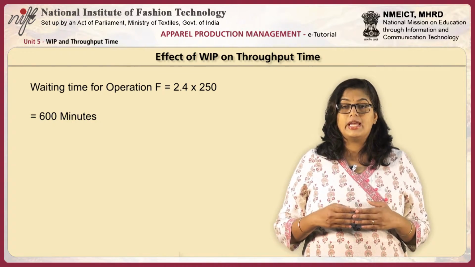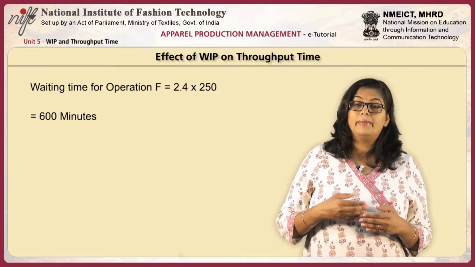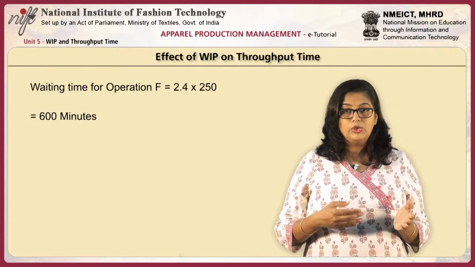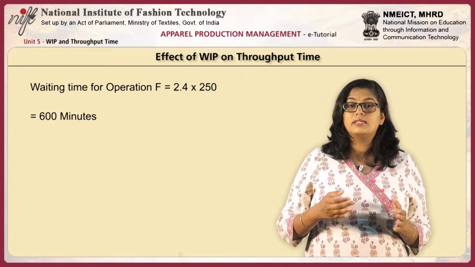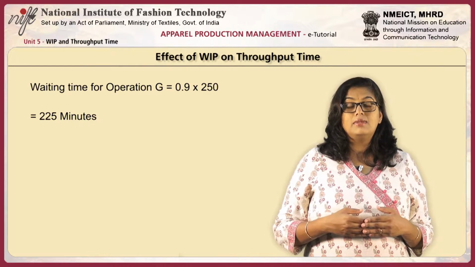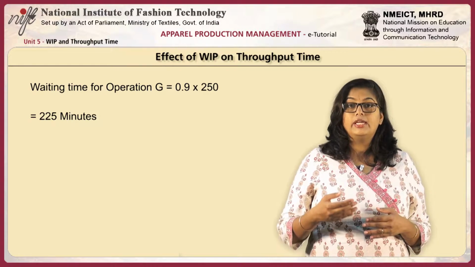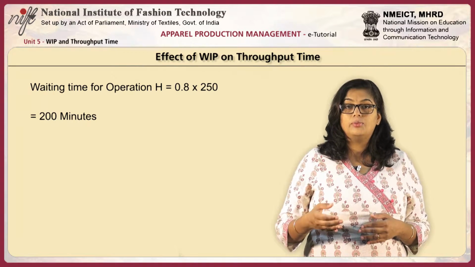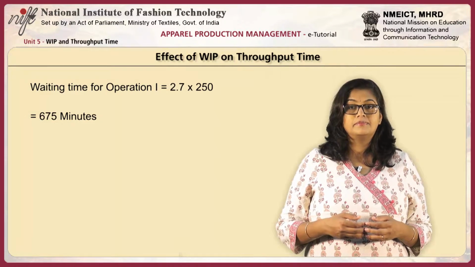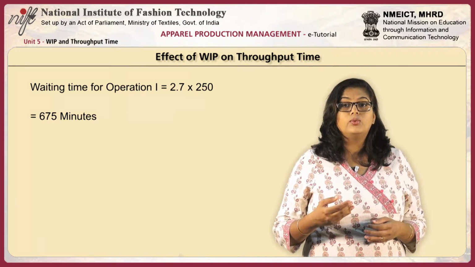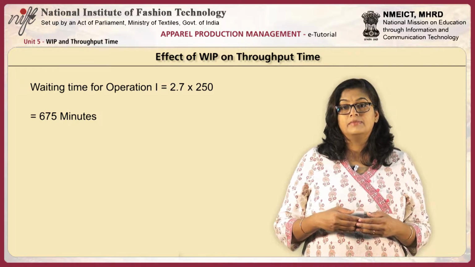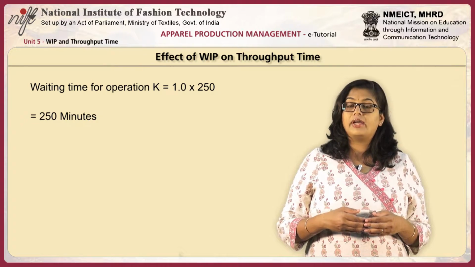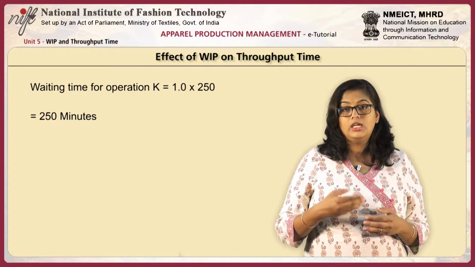Waiting time for operation F would be calculated based on the SAM value of operation F, which is 2.4 minutes into 250 pieces, that is equal to 600 minutes. Similarly, for operation G, it would be 225 minutes. For operation H, it would be 200 minutes. For operation I, it would be 675 minutes. And for operation J, it would be 325 minutes. And the final operation K would be taking 250 minutes.